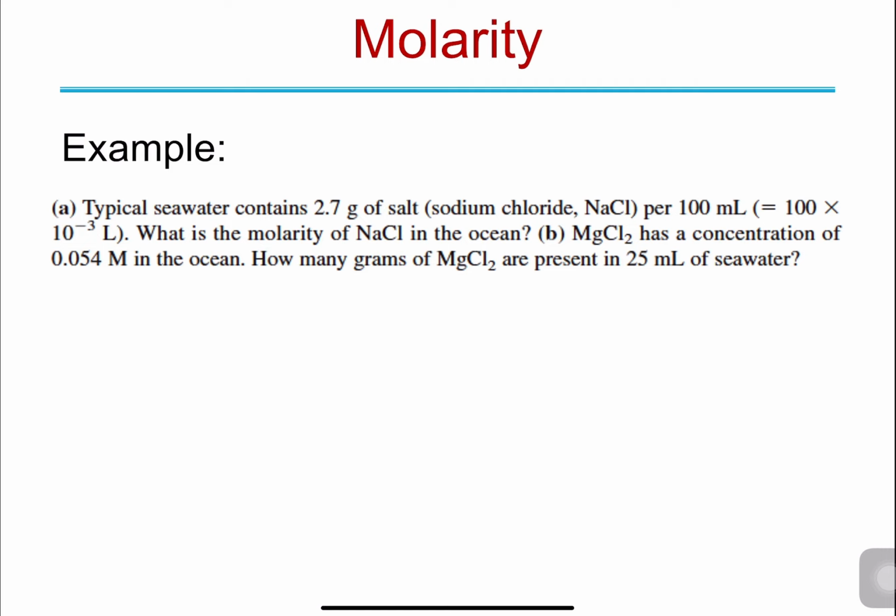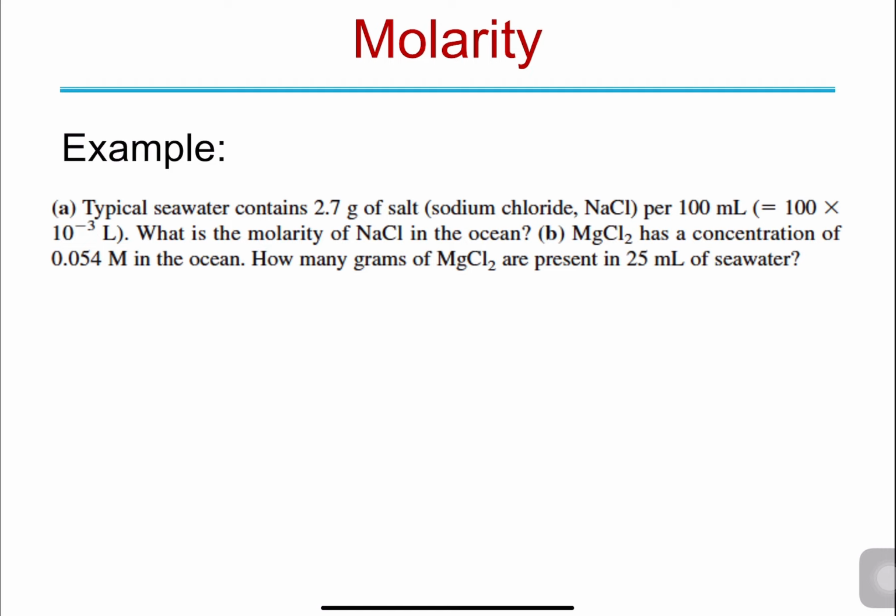Typical seawater contains 2.7 grams of a salt, which is sodium chloride, per 100 milliliters. What is the molarity of sodium chloride in the ocean? The first thing we need to do is get the periodic table and look up the atomic mass of both sodium and chlorine.